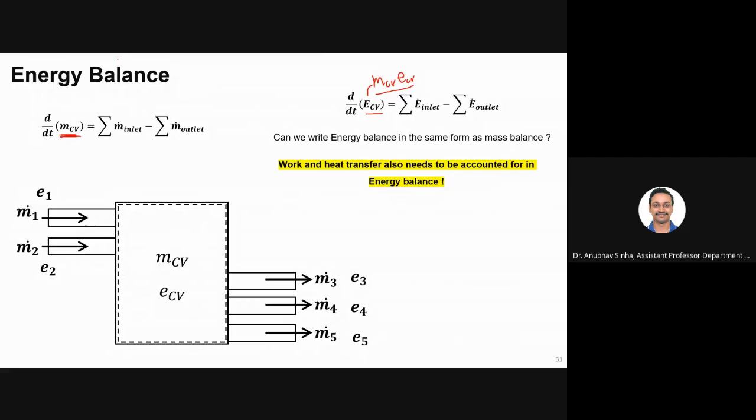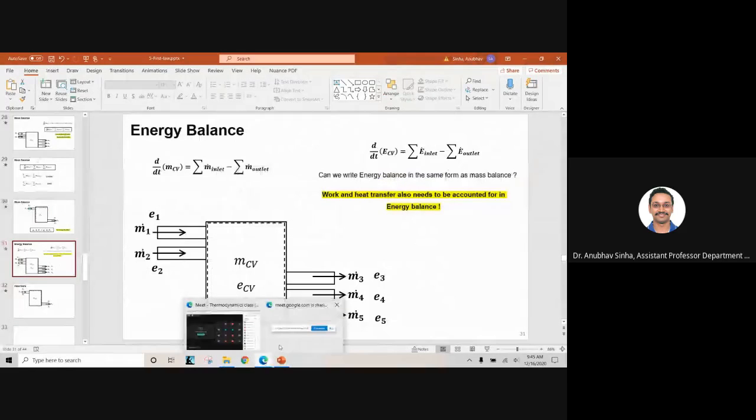Okay, so we could maintain the same form of equation, but we also need to consider heat transfer and work transfer. So this will be the additional term, but we need to add some terms to account for heat and work transfer. Fine. So we will look at this in the next class. We'll stop for today. Any questions on what we've discussed so far?